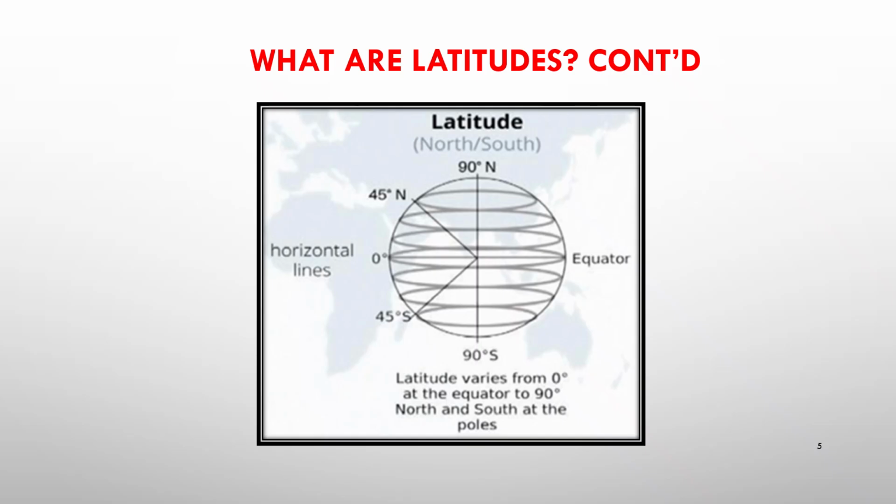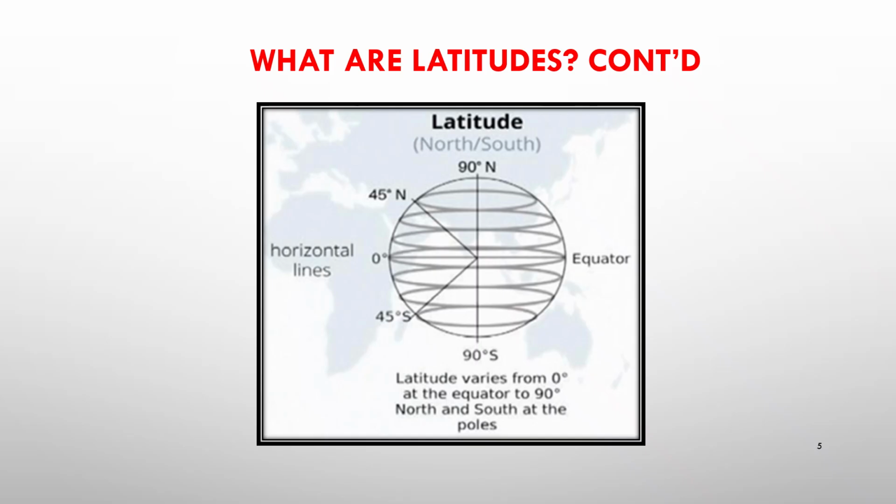Understanding latitude is not just an academic exercise. Latitudes have profound implications for climate, weather patterns, vegetation, and human settlement. The latitude at which a place is located determines how much direct sunlight it receives, which in turn affects temperature, rainfall, and the types of plants and animals that can survive there.